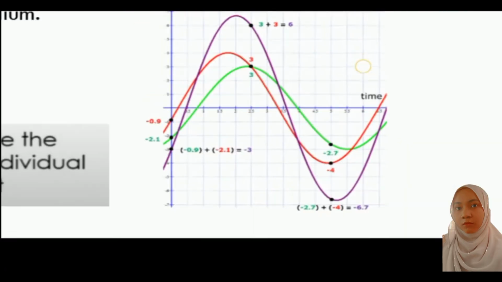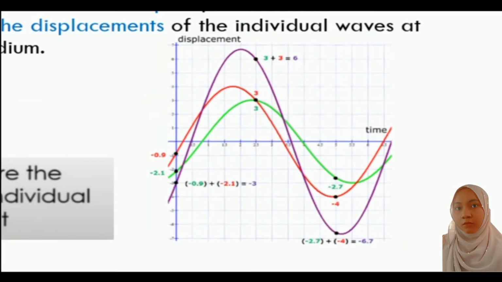So, kita tengok graf ni. Okay, dekat satu point yang sama. Kalau kita nak tahu total displacement dia berapa, kita kena tambahkan displacement of first wave dengan displacement of second wave. So bila kita tambah nanti jadi macam ni. Dekat point ni, first wave kita 3, second wave kita pun 3. So total displacement of the resultant wave dia akan jadi 3 tambah 3 sama dengan 6.